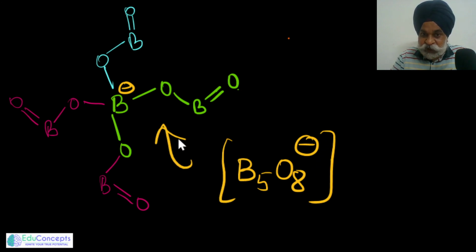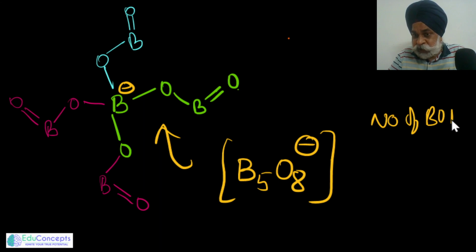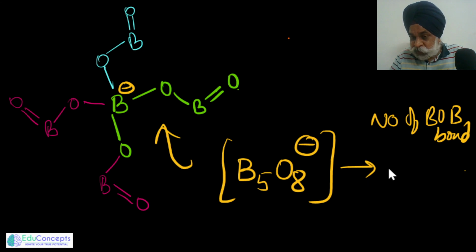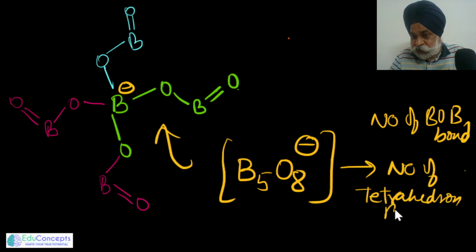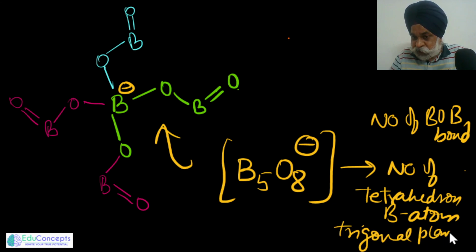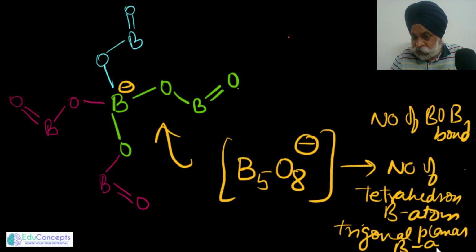If you have done it already in the paper, then only you can do it. How can they ask you a question? They can ask you the number of B-O-B bonds in it, or simply the number of tetrahedral boron atoms, or trigonal planar boron atoms. So these can be questions from the chemical bonding aspect as well.